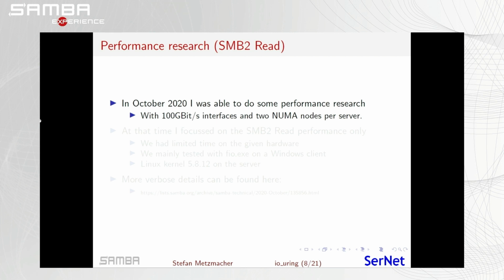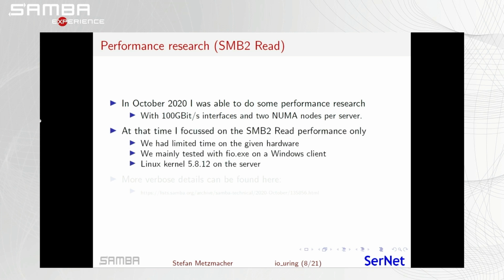Then I did some research with a few systems which had 100 gigabyte Ethernet cards, and I was able to demonstrate or prototype some io_uring work there in order to get better performance. At that time we used the 5.8 kernel, but the same applies to newer versions as well. And yeah, more verbose details can be found at that URL. If you have the slides later, you can click on it.